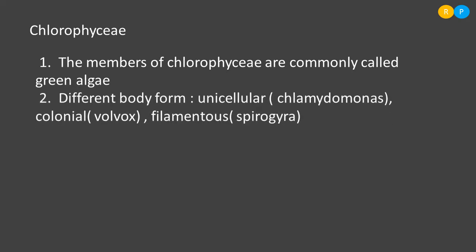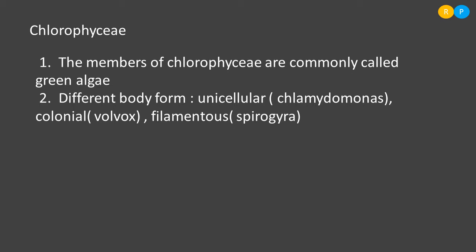How do they appear? Chlorophyceae members appear in different forms. Some of the green algae are unicellular, that means their body is made out of only one cell. The best example is Chlamydomonas. And some of the green algae are colonial, that means they live together. Many members belonging to the same species live together and form their own colony. So here we also have colonial algae. The best example is Volvox.